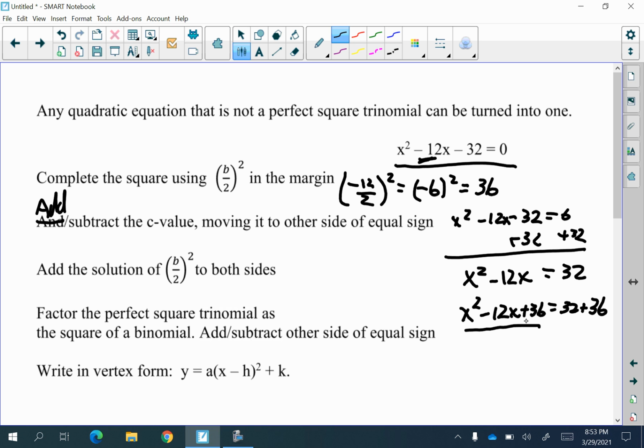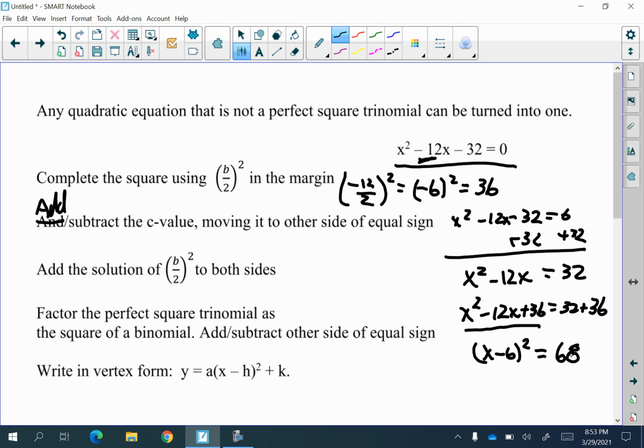It can also be negative 6 times negative 6. And when you multiply that by 2, I get negative 12, which is the middle. So our binomial should be x minus 6 squared. And when we add the right side together, I get 68. Okay.